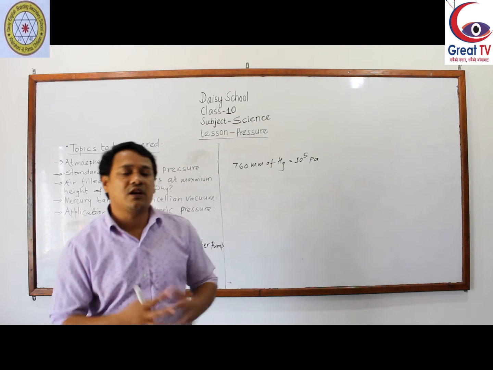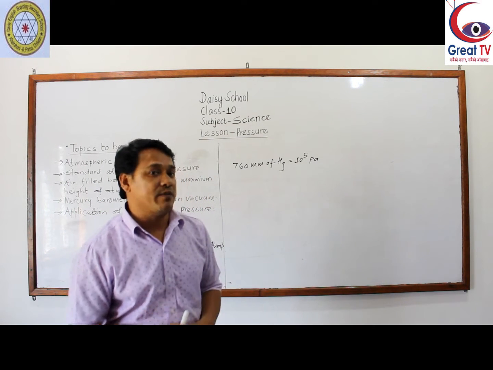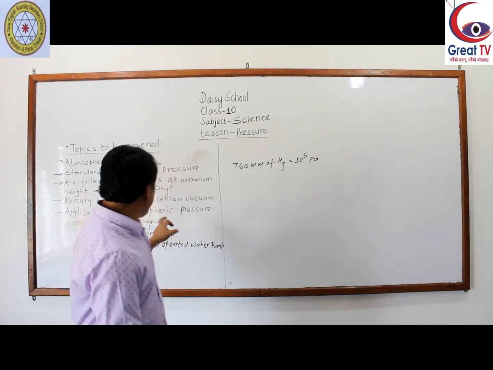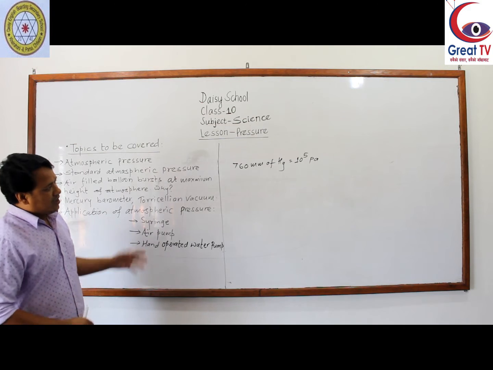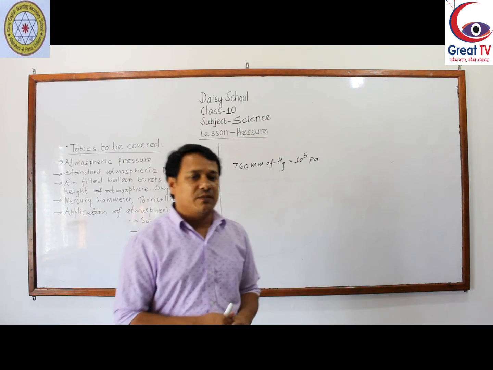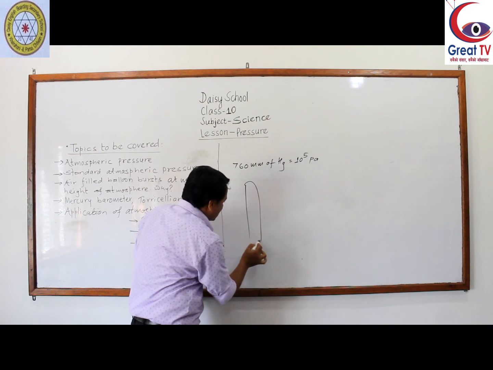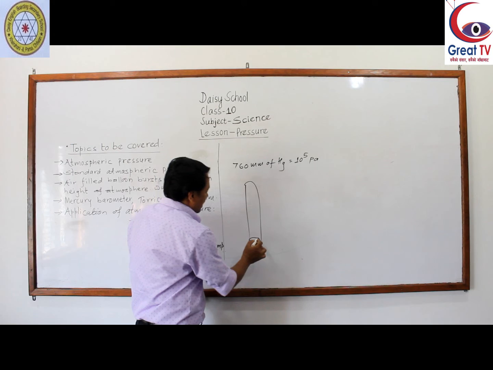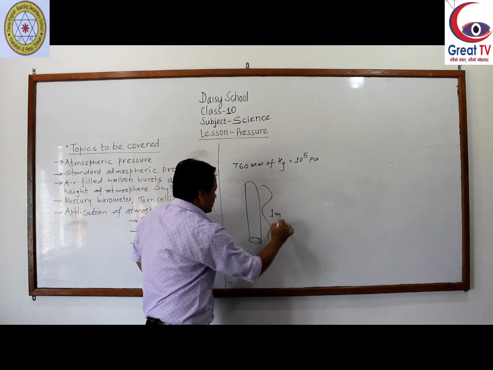Generally we use the mercury barometer and the aneroid barometer. Aneroid is a modern portable barometer. And here we are going to discuss the mercury barometer. To make a mercury barometer, first of all we have to use a 1 meter long glass tube. This is a 1 meter long glass tube.